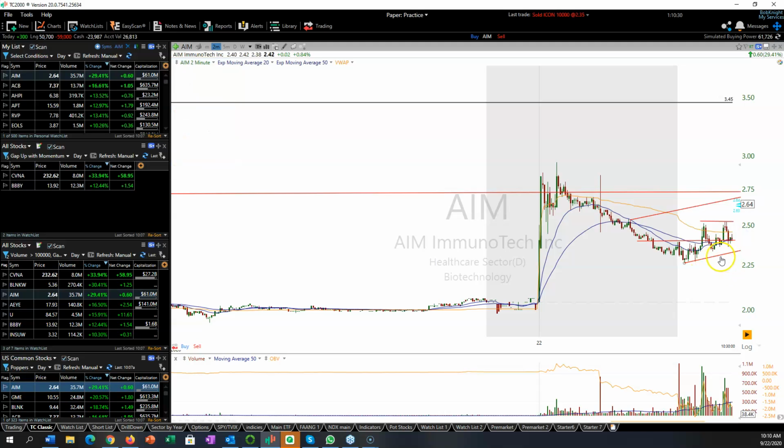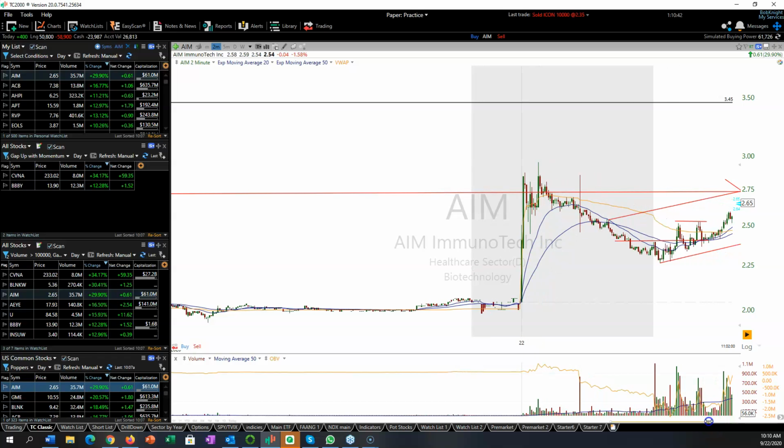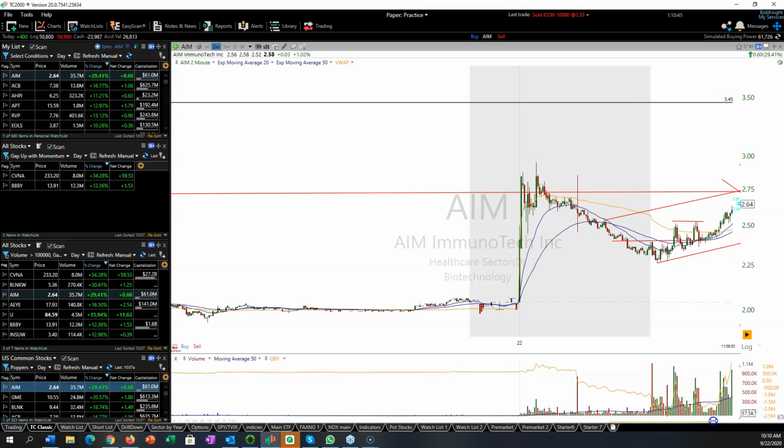So in this time you buy it at 2.35, 2.40 area. It fails at 2.50. You sell it there. You still have your position anyways, but then it fails, so you let go of the rest of your position. Then it gets into a rising channel here.